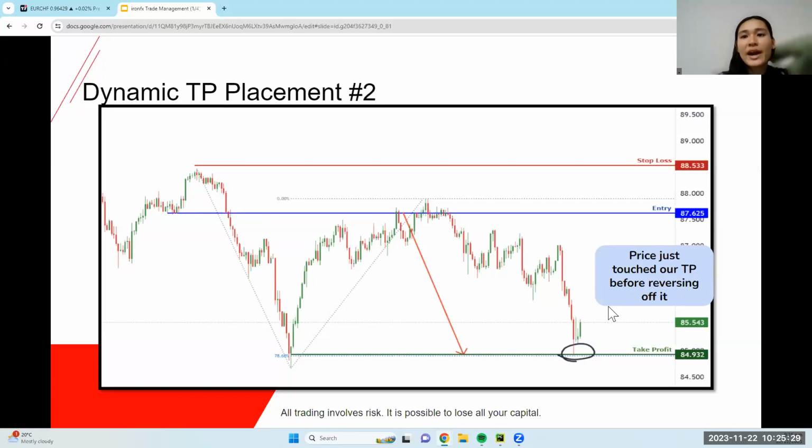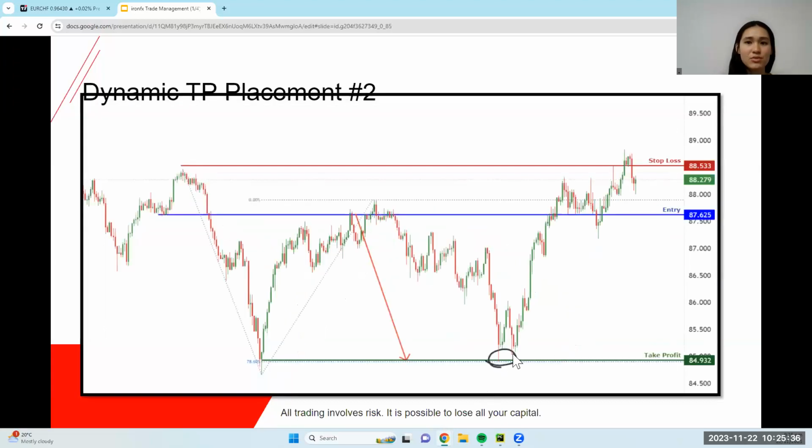So we just managed to catch this trade over here before it reversed. And you can see it's a good thing that we placed our take profit slightly above this 78.6 level and also above the swing low, so that we were able to catch this before it reversed off the take profit and headed up to our stop loss.